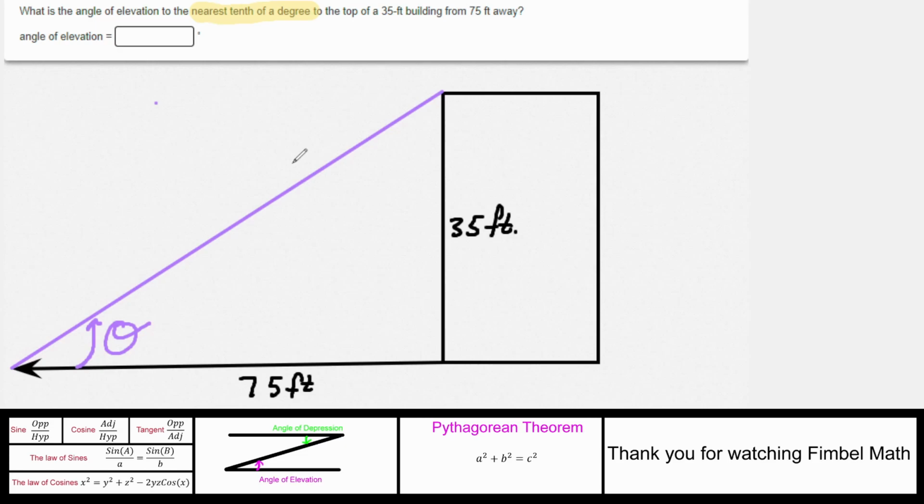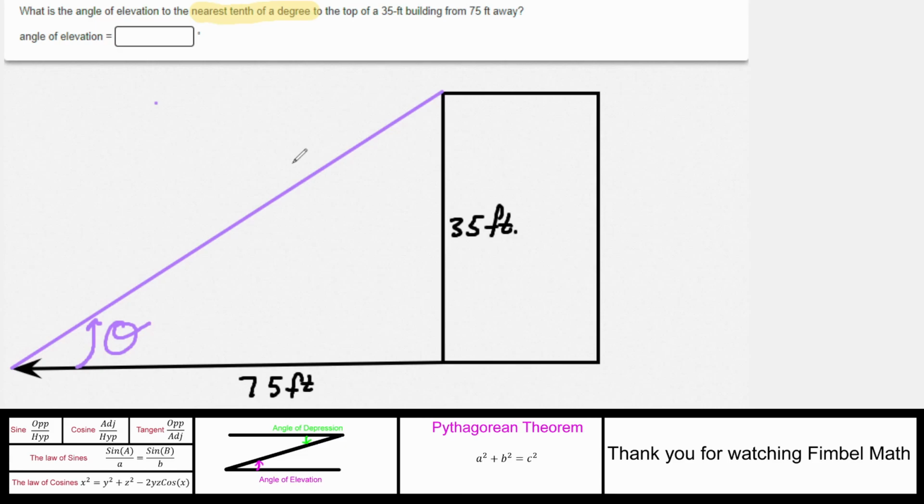So our first question that I've added says, what is the angle of elevation? I'm going to highlight that to the nearest tenth of a degree. I know where I'm most likely going to make a mistake here personally is in the rounding. To the top of a 35-foot tall building. They didn't say tall, I'm adding that, from 75 feet away. So I'm going to draw my building. I'm going to mark that it's 35 feet tall. And then I'm going to make a line that shows where I'm looking from, which is 75 feet away.